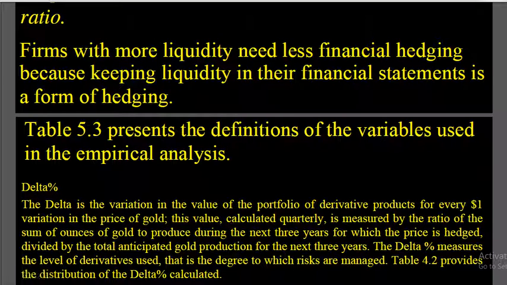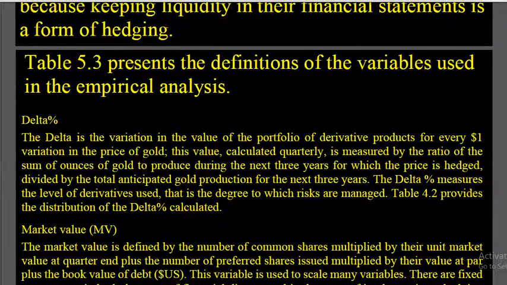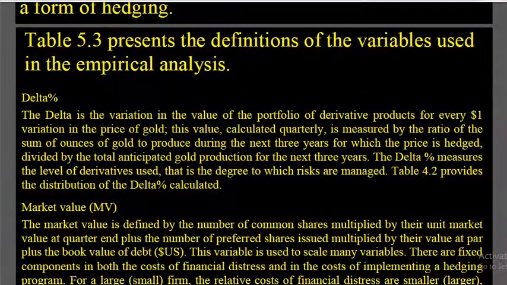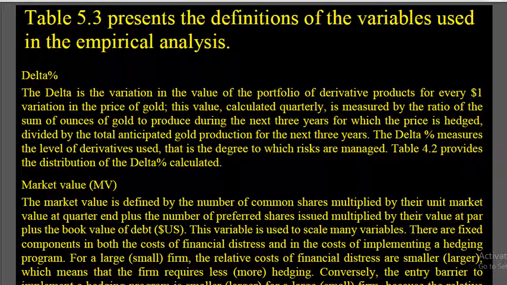Okay, now let's define all the variables and what are the definitions. Table 5.3 presents the definitions of the variables used in the empirical analysis. So the first one is the delta percent. What is delta percent?